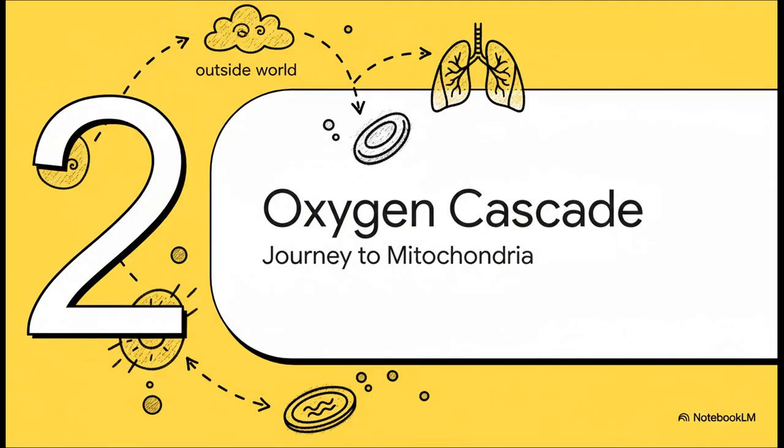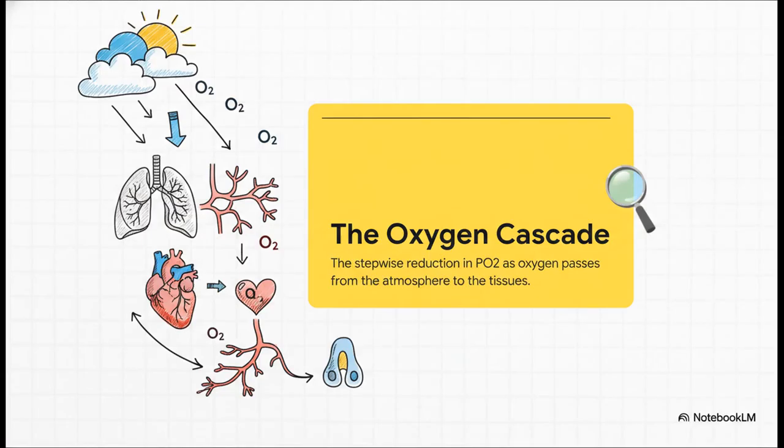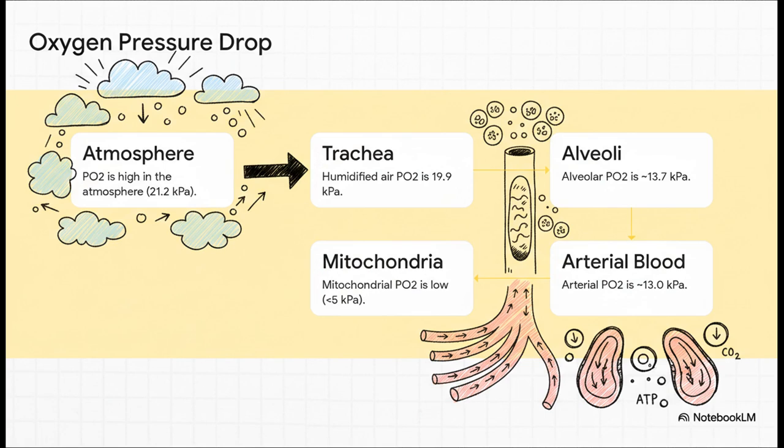Okay, so that leads us perfectly into our next big idea, the oxygen cascade. This is basically the story of oxygen's epic journey, from the outside air all the way into the cell. So what is the oxygen cascade? It's really just a way of thinking about the step-by-step drop in oxygen pressure. It's this downhill journey from the air we breathe all the way down to the mitochondria, which is where the magic happens.